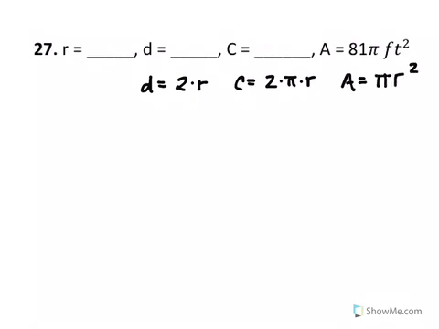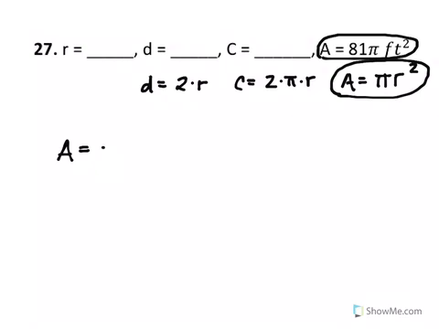So we're going to take what we know. The area is 81 pi feet squared. We're going to set it equal to our general formula in order to solve for radius, and then we can fill in the missing pieces. So we know that the area is equal to pi r squared, which is equal to 81 pi feet squared. And then we're just going to solve for the radius.